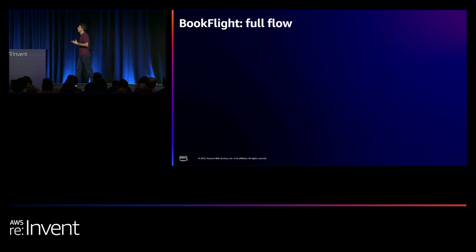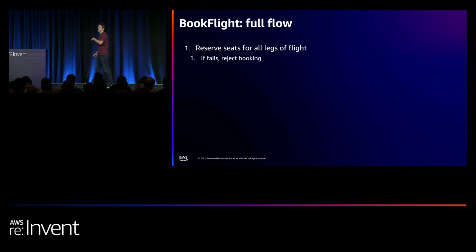So let's walk through the full flow of operations we need to do when a flight is booked. First of all, we want to reserve seats for all legs of the flight. Make sure that those seats are available when we book those. If that fails, we're going to reject it, send it back to them, and say, hey, either there are no seats left on it, or the seats you chose are not available, choose some different ones.